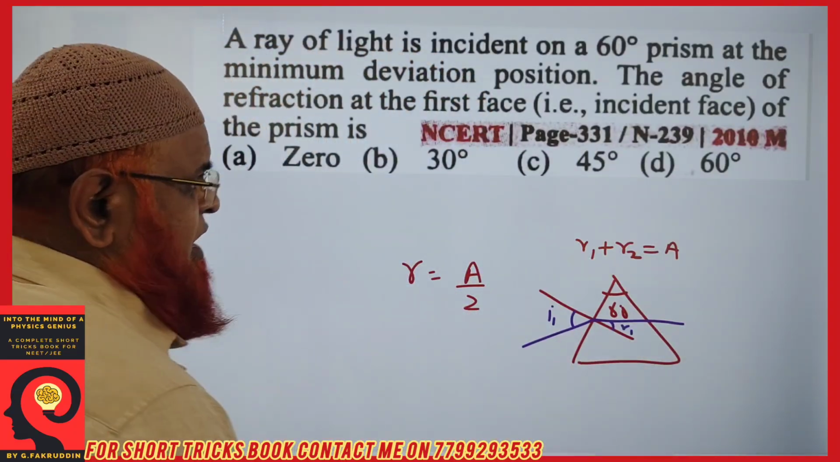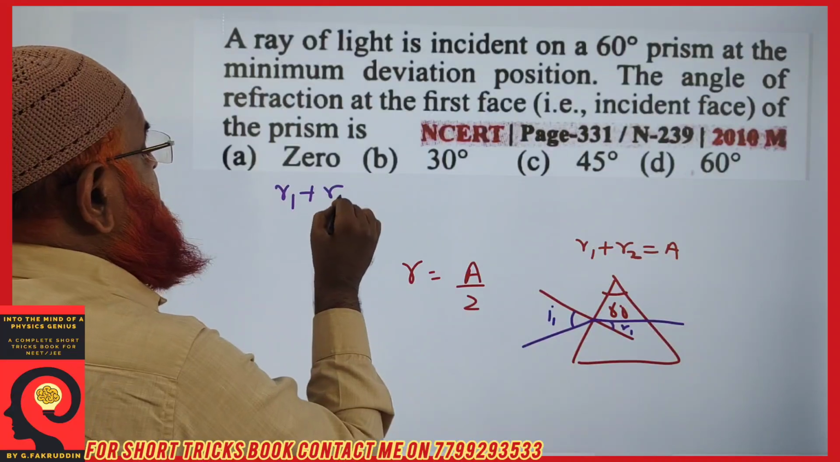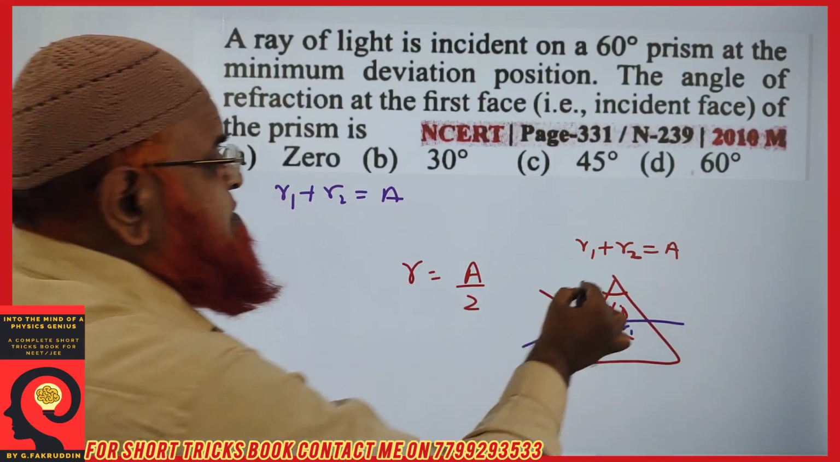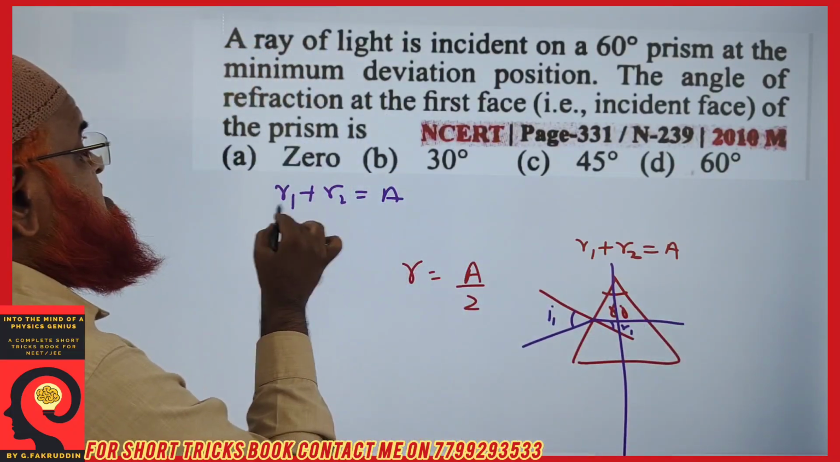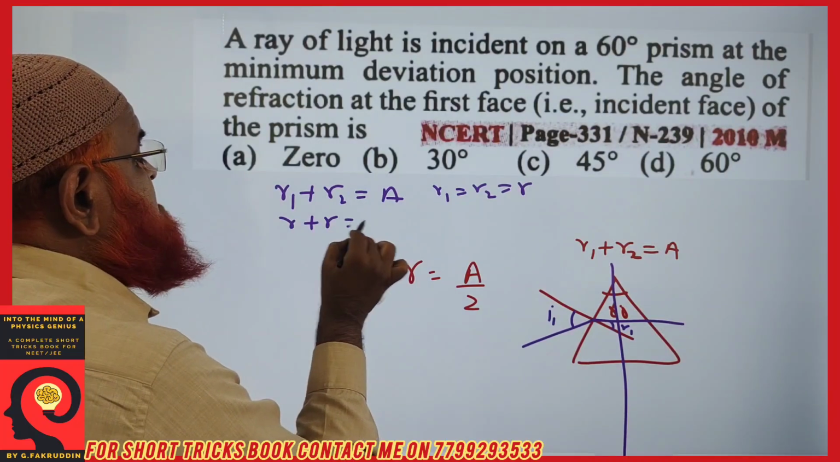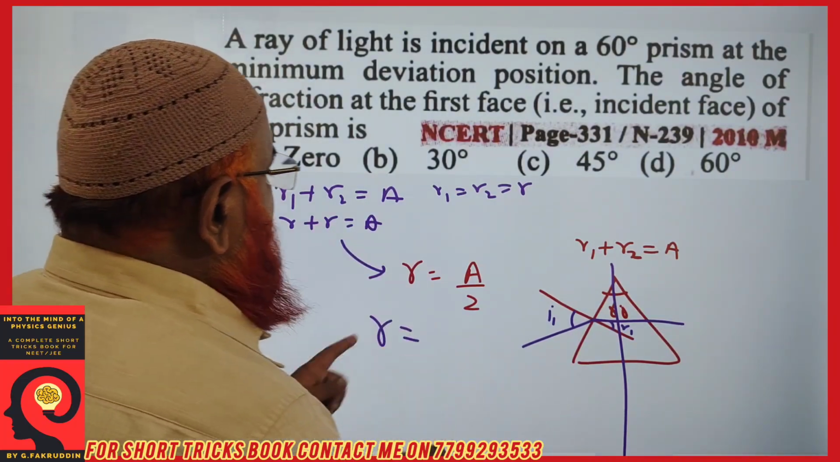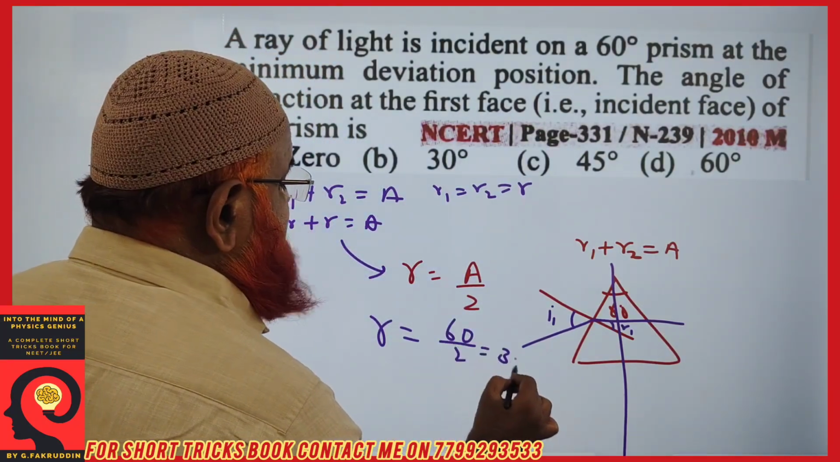Is it? Okay. So minimum deviation, no? Minimum deviation means R1 plus R2 is equal to A, and both are the same, because minimum deviation means symmetry occurs. Symmetry occurs means R1 and R2 will be the same. That means R1 equal to R2, which is equal to R. So R plus R is equal to A. That means R is equal to A by 2. Just a simple formula. A is 60, given in the problem. By 2, if you do, you will get 30 degrees.